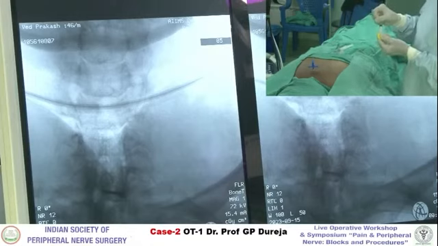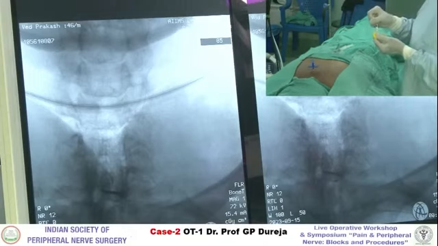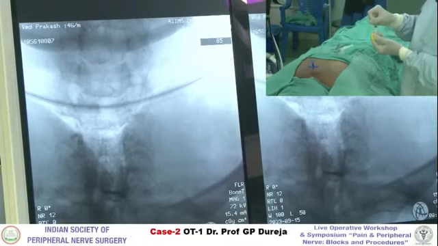Are you mixing local anesthetic also? No, not in the cervical level. Okay, sir. As I told you yesterday, it can block the motor nerves, so going easily.